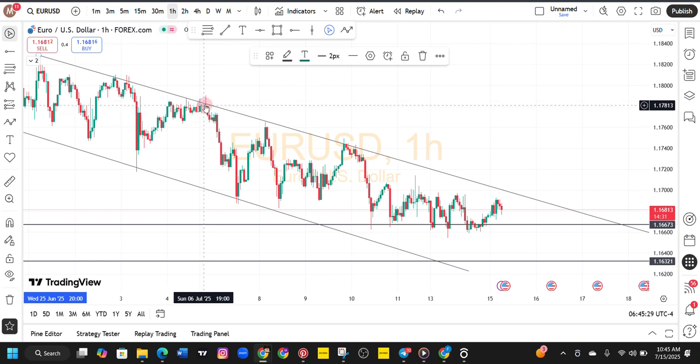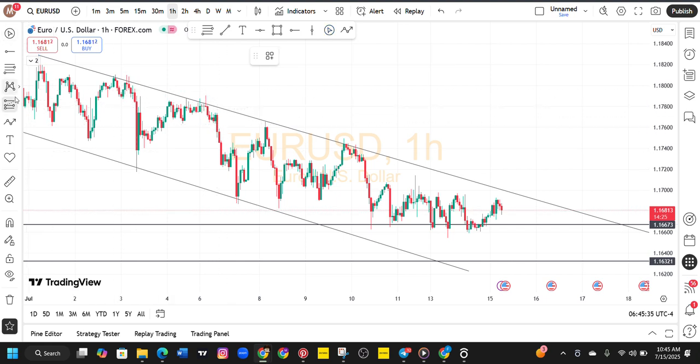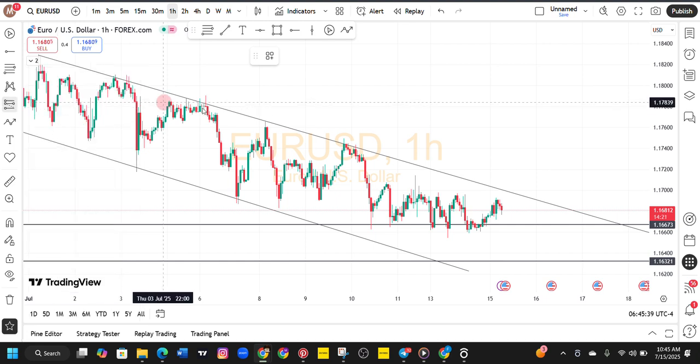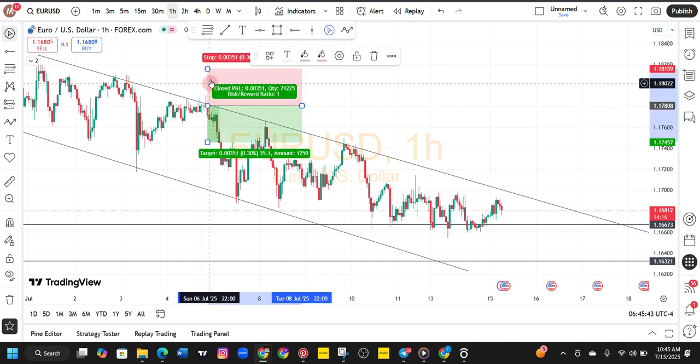You see, immediately after the candle confirmation telling you that we are ready to sell off, all you have to do is to what? Bring your risk to reward ratio. So let's go for the short position. After this candle close, we entered on this one, right?